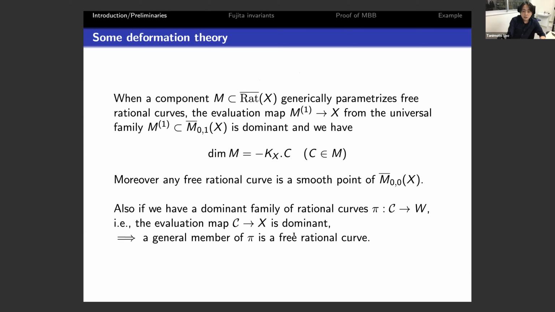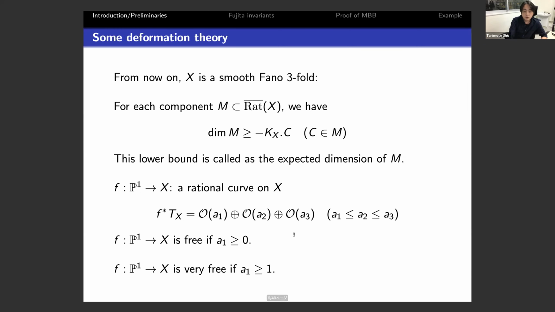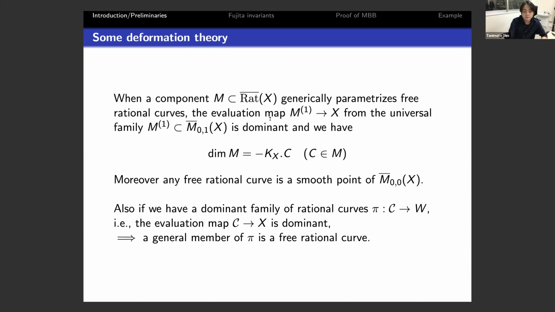And then, so why do we like this notion? Because moduli obstruction is somehow, when it's free, the obstruction space vanishes. So in particular, a free rational curve is a smooth point of the moduli space of stable maps. And then, moreover, if you have a component M that generically parameterizes free rational curves, then the evaluation map.